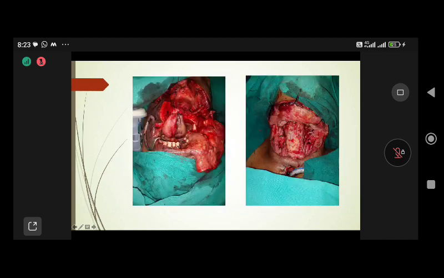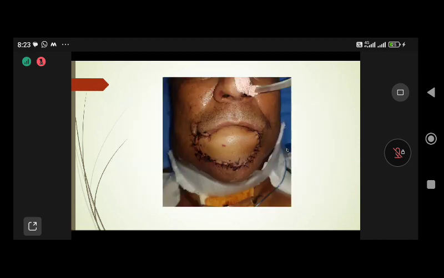In this picture, after partial glossectomy, the tongue is reconstructed with the radial artery forearm flap. Here, a tube of neopharynx is prepared with the radial artery forearm flap. And in this picture, the lower lip is reconstructed with the radial artery forearm flap.